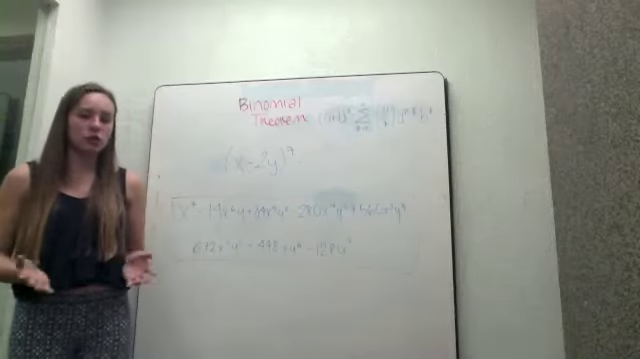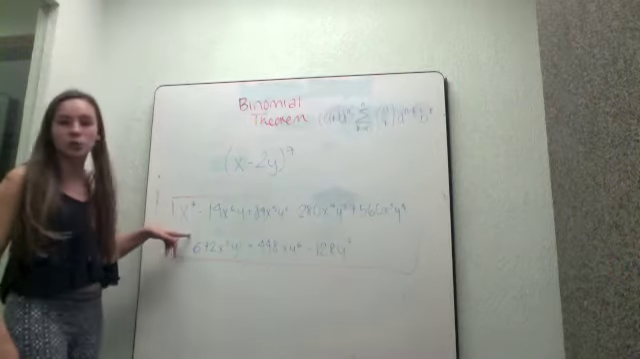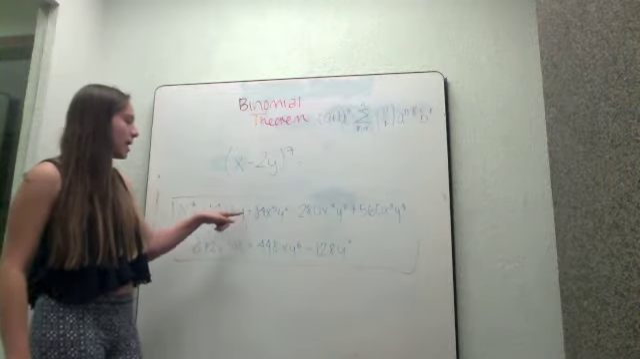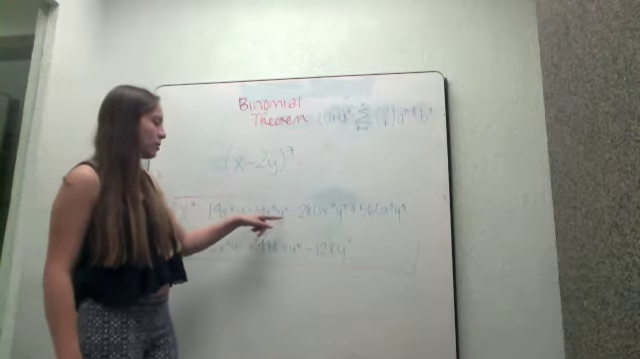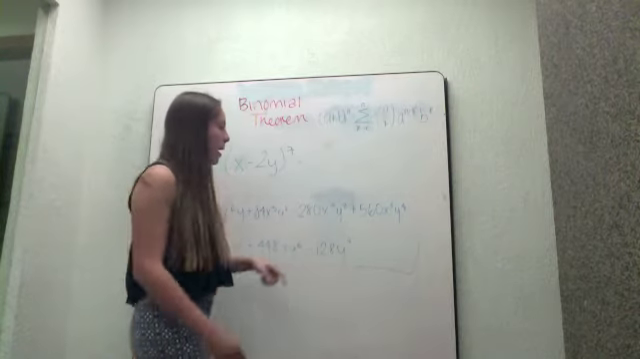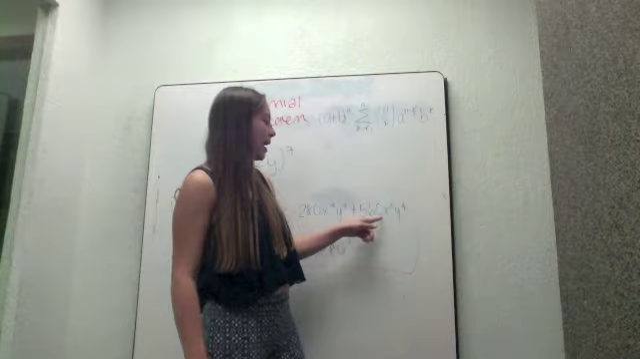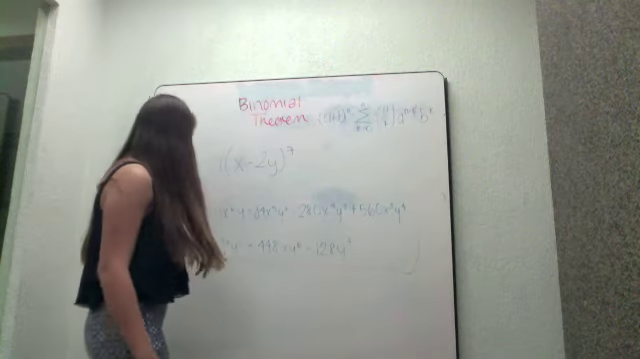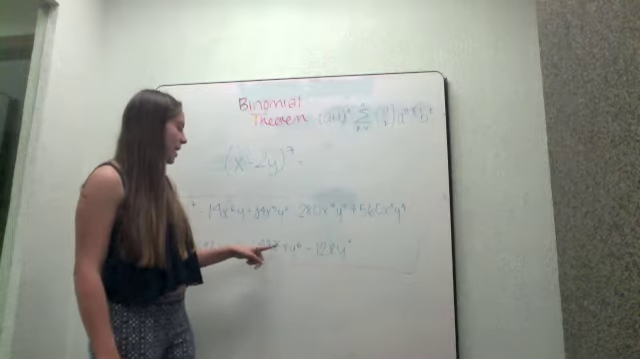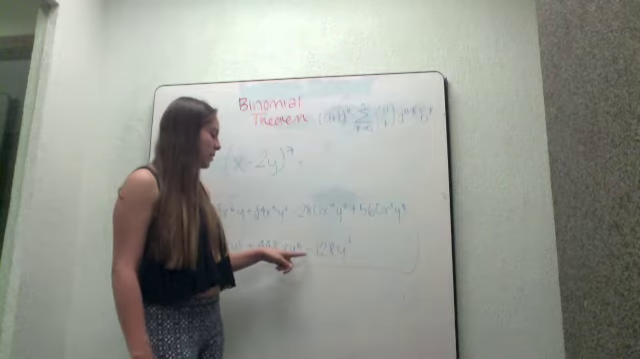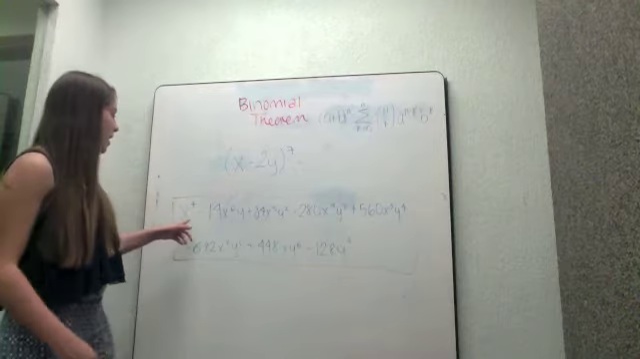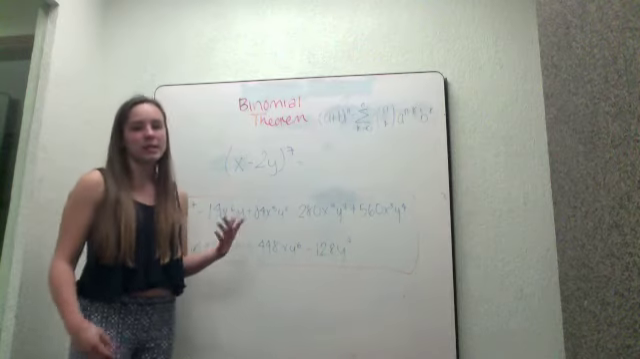After doing all the calculations, we got x^7 minus 14x^6 y plus 84x^5 y^2 minus 280x^4 y^3 plus 560x^3 y^4 minus 672x^2 y^5 plus 448x y^6 minus 128 y^7. These are the numbers in Pascal triangle made with the combination.